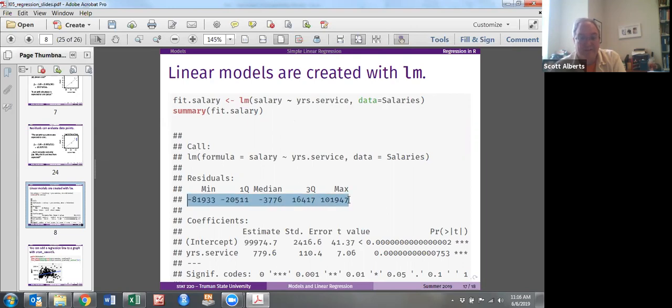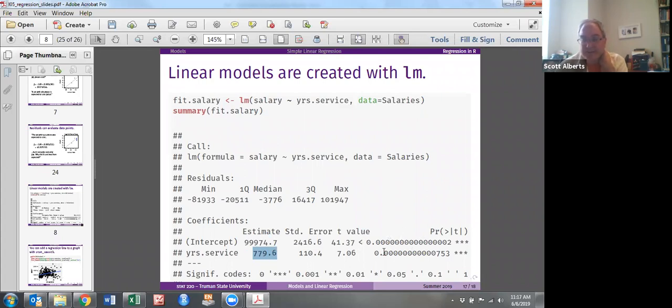It gives you the range of the residuals. Those are how far off they were. You can see if they're far or not far. In this case, they're off by $100,000 and $80,000. So that's a lot in both directions. We get a value for what we think the intercept is. So the idea that a brand new hire would come in at $100,000 and they would expect to have $780 more for each year of service.